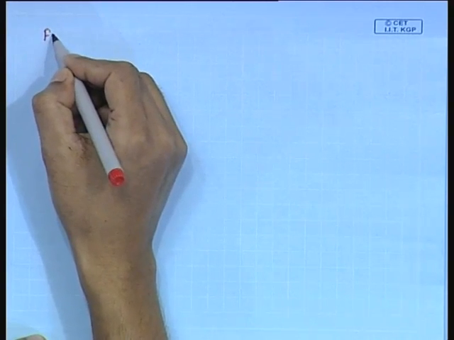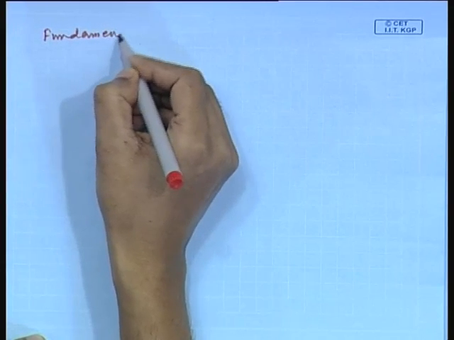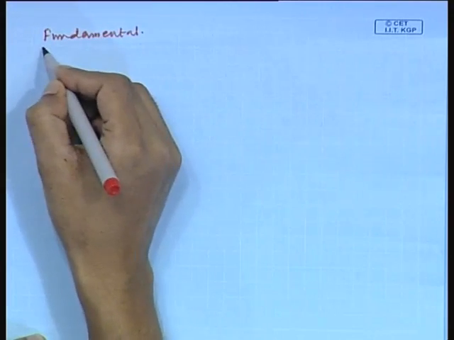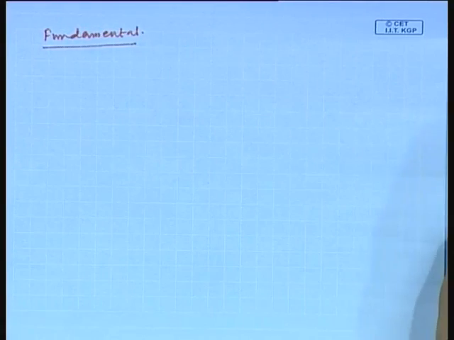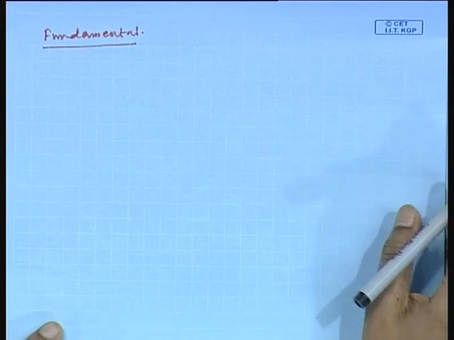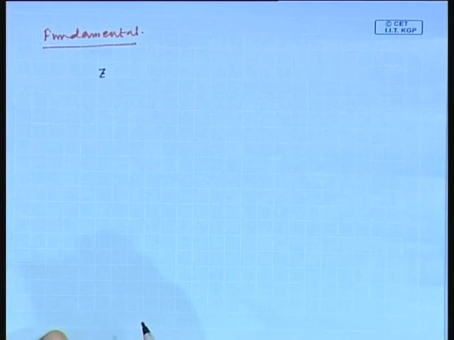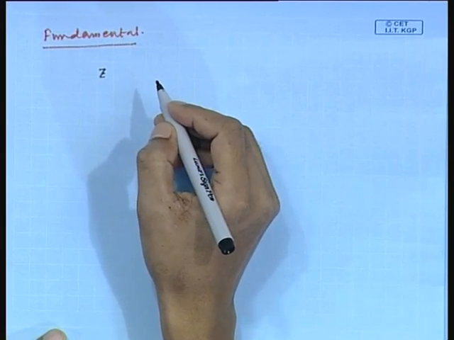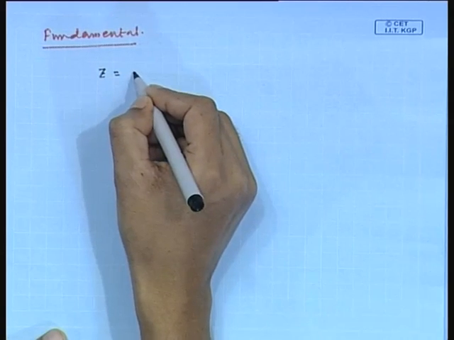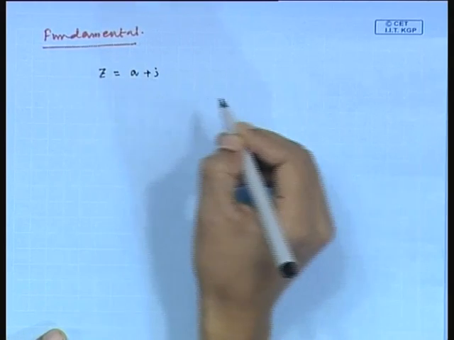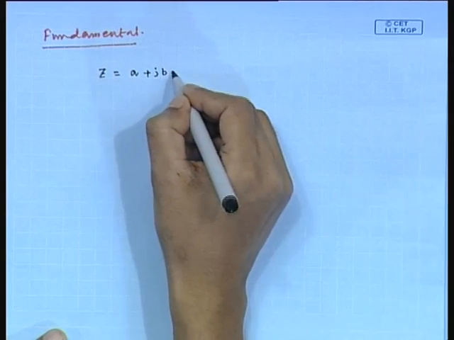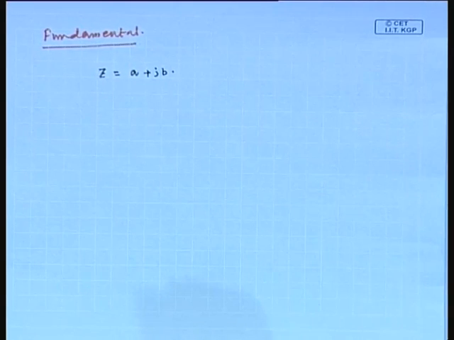Now, we will discuss the fundamental frequency response result. A complex number denoted by Z, whose real part is A and imaginary part is B, can be expressed as Z equals A plus JB. Z is the complex number.